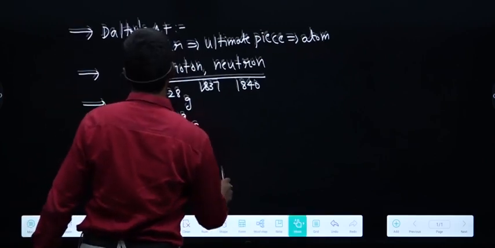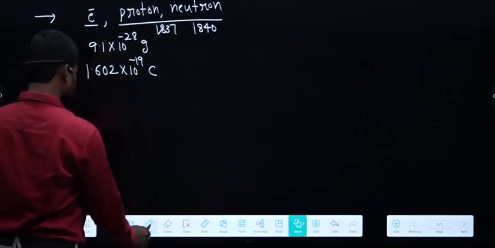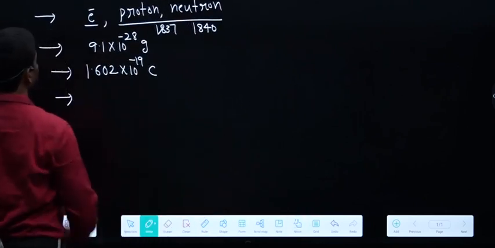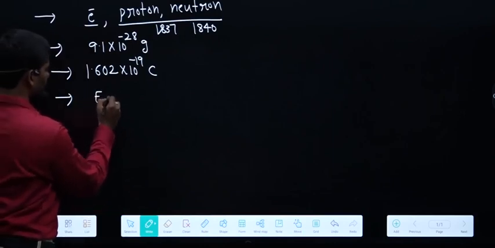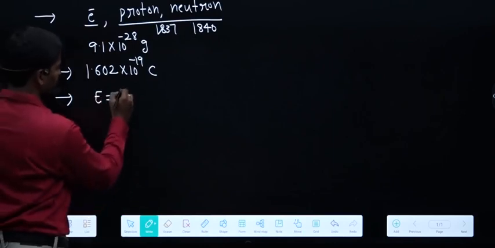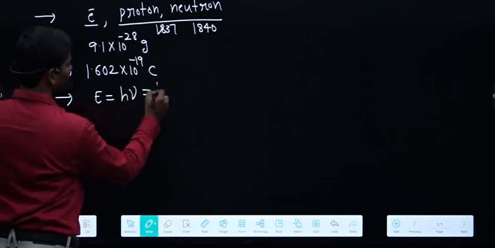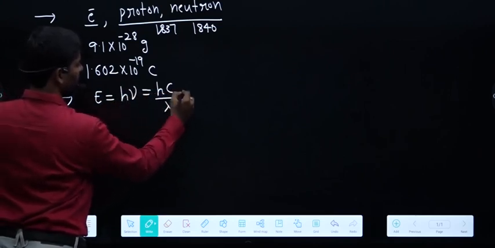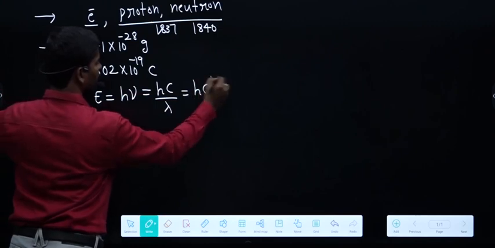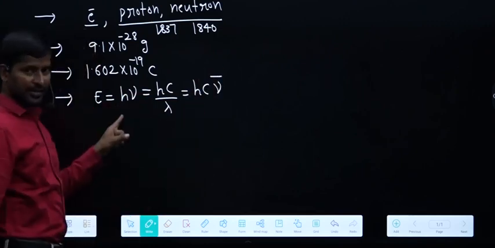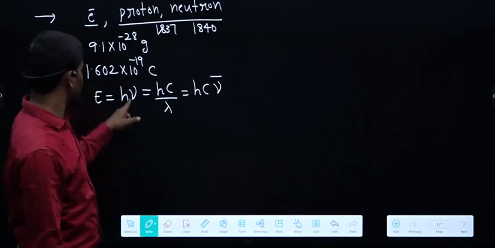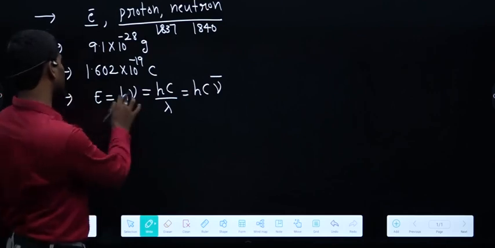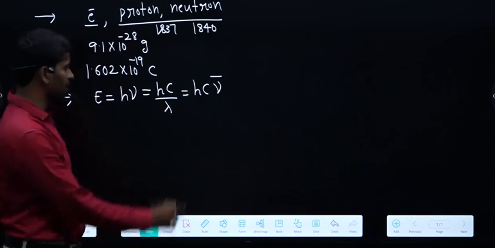Okay, so next one. In electromagnetic radiation, what is the energy expression? E is equal to h nu. Nu may be written as c by lambda. 1 by lambda may be written as nu bar. Nu is called frequency, that is the number of waves crossing a particular point within a given time. As frequency increases, energy also increases.